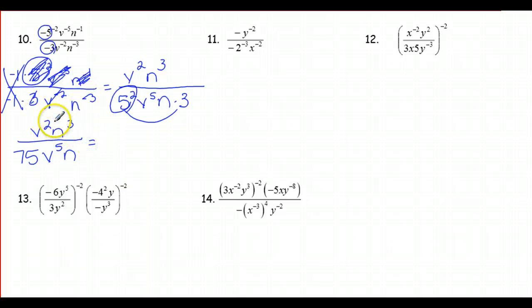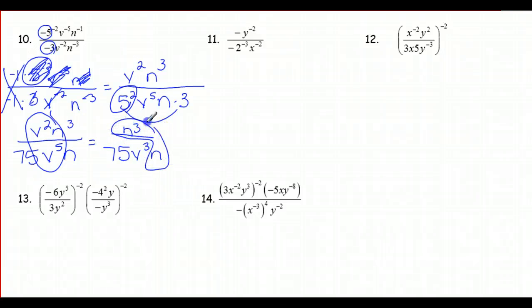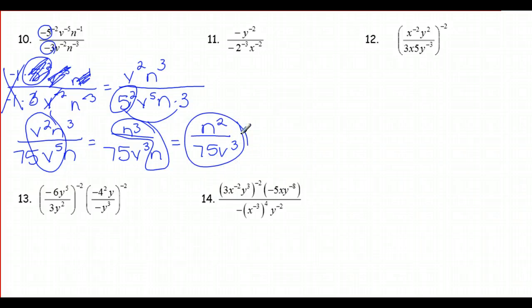All right, next thing I'm going to do is look at my v squared and v to the fifth. I know that 2 minus 5 is negative 3, but I'm going to leave the 3 v's left in the denominator. So I have 75 v cubed times n over n cubed. Last thing I'm going to do is simplify my n's, and 3 n's minus 1 n leaves me with an n squared over 75 v cubed. All right, let's go ahead and look at number 11.